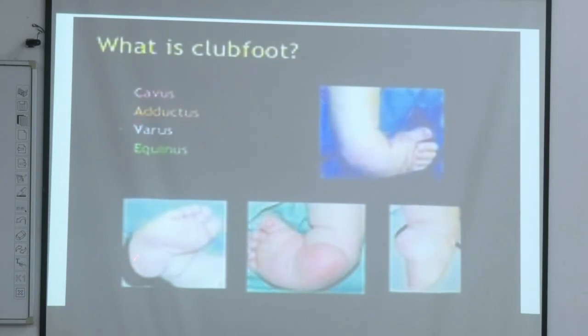Cavus, that means high arch, the foot will be high arch. Adductus, the forefoot will be pushed medially. Varus, that means the forefoot is inverted. And equinus, which means horse-like. This cavus is almost representing the equinus. So the foot will look like this. This is claw foot.